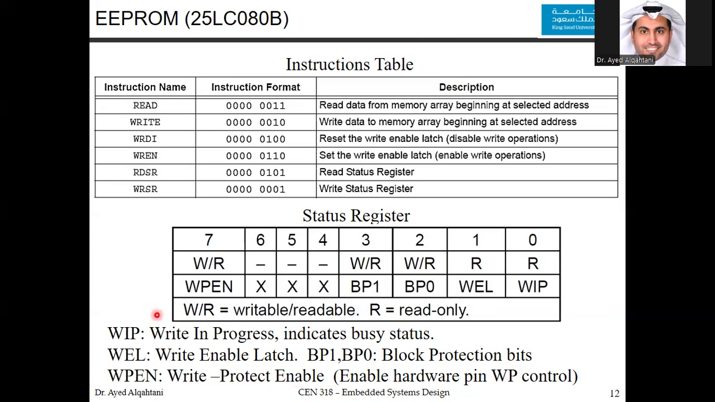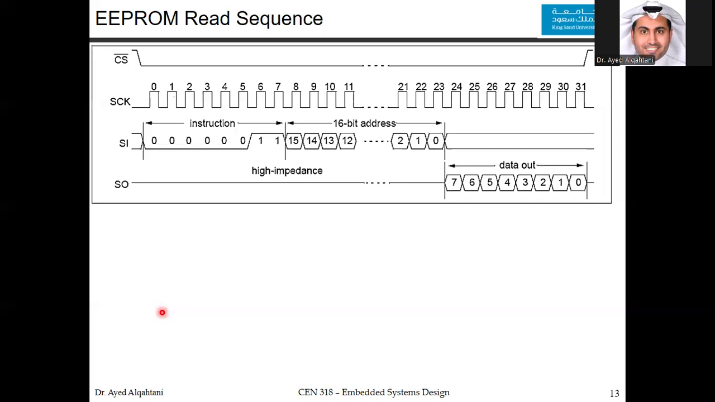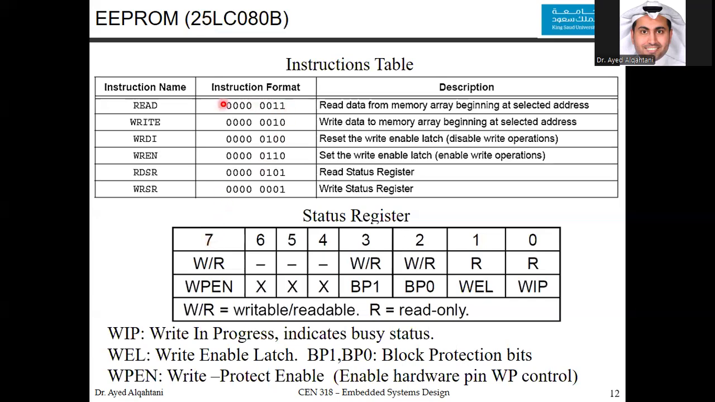So after knowing this, we want to send some meaningful bits so we can read or write from the EEPROM. To do that, this is the way you read from the EEPROM. You would send the instruction first, followed by the address, and then you expect the data to be output to you. Notice that this is a serial clock. Bit by bit, you would send the most significant bit of the instruction first. So you would send 0, 0, 0, 0, 0, 0, and then 1, 1. Now you send the instruction, and you know that this instruction is read. You go back here, you know that it is read.